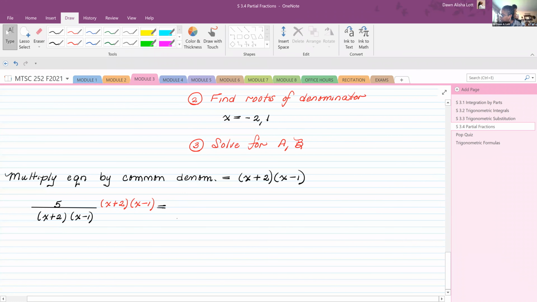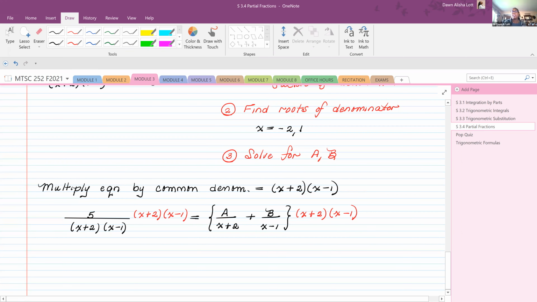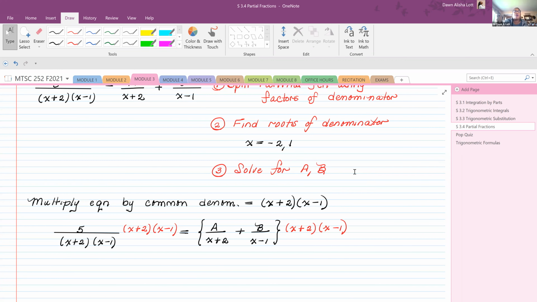And then I have to multiply the whole right-hand side, A over x plus 2 plus B over x minus 1. I'm going to multiply that by x plus 2 times x minus 1. Okay, now anybody that's not with me, please say something in the chat. Let me know. It's important that you are following these steps, and these steps are not difficult at all. So I don't want you to be confused on something that's not confusing. Okay, any questions from anybody?